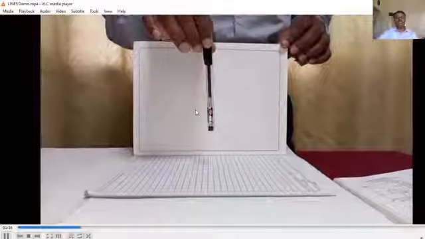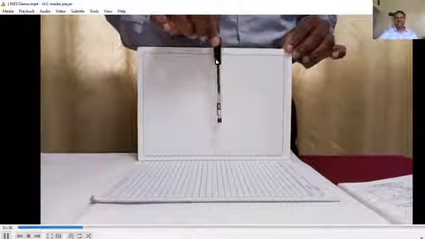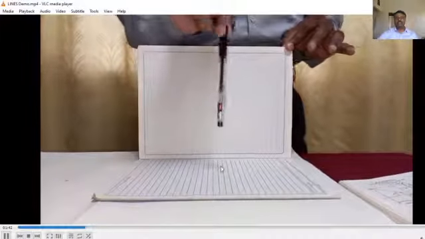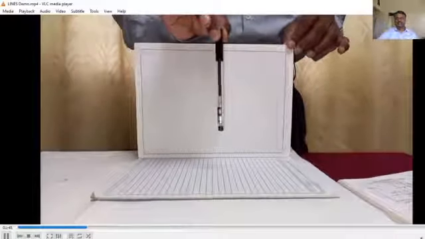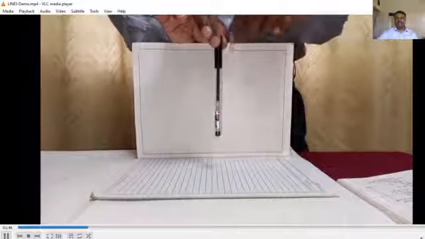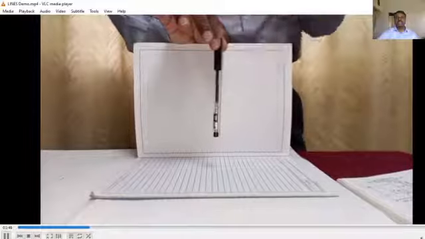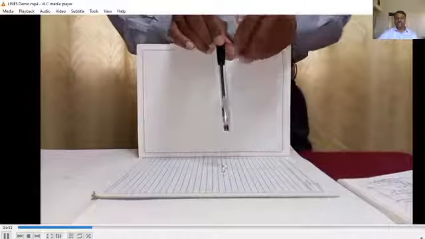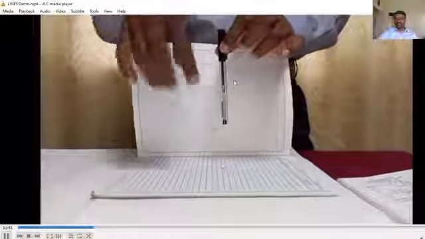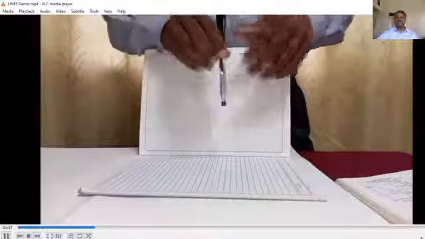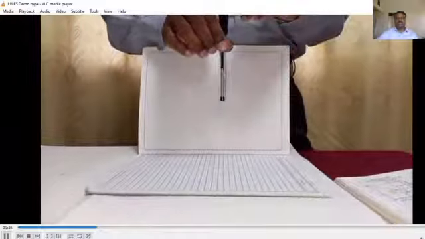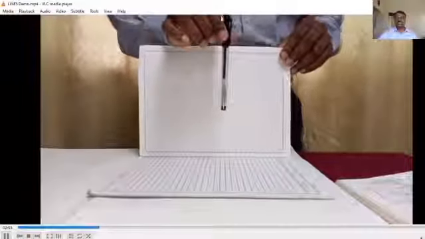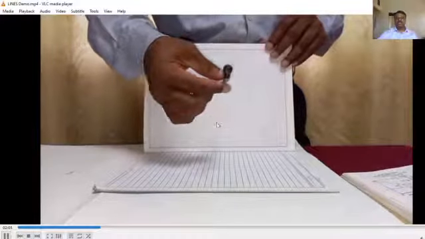Now can you see this? The line is parallel to VP but perpendicular to HP. If you keep the line like this, it will be parallel to VP and perpendicular to HP. So the true length you can see in VP, and you have to start from there, but in the top view it will look like a point. So this end is visible, the other end is invisible.